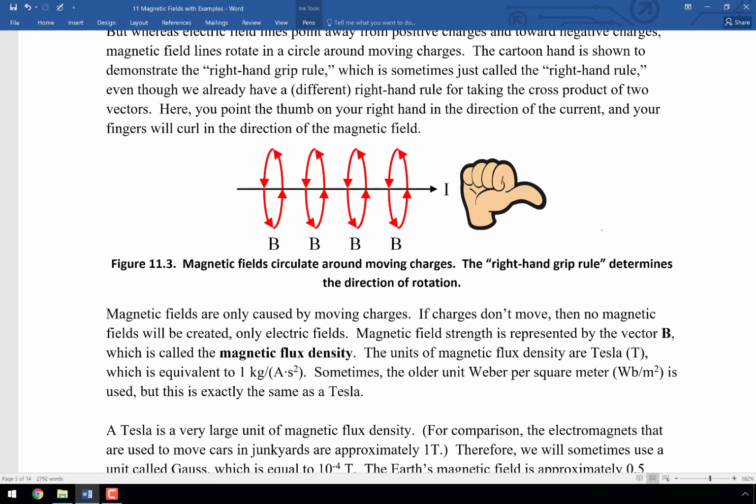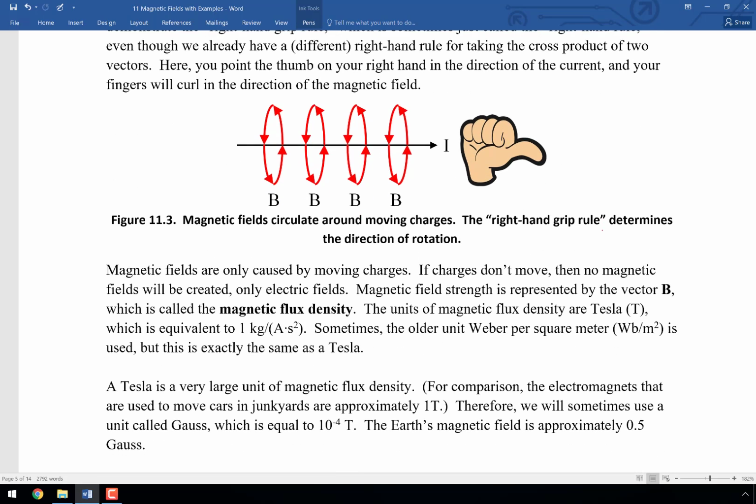You'll notice that we represent that magnetic flux density by the letter B. So just as we have E for the electric field, and D for the electric flux density, now we have a third variable, B, which is representing the magnetic flux density. The units of magnetic flux density are Tesla, as I mentioned to you earlier. That's equivalent to a kilogram per amp second squared, using the other fundamental units.